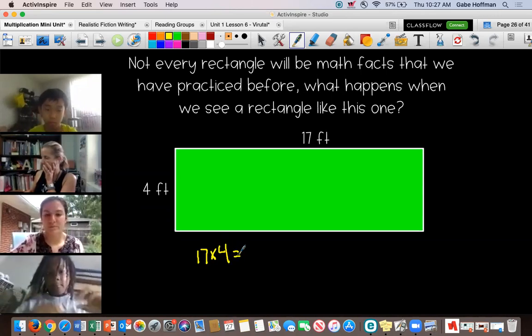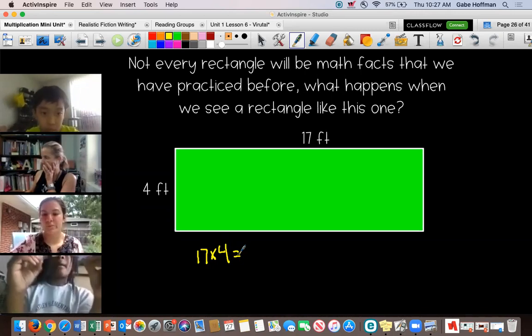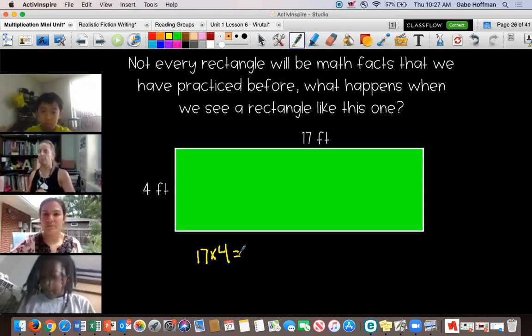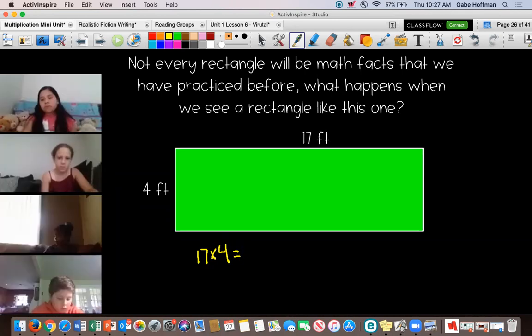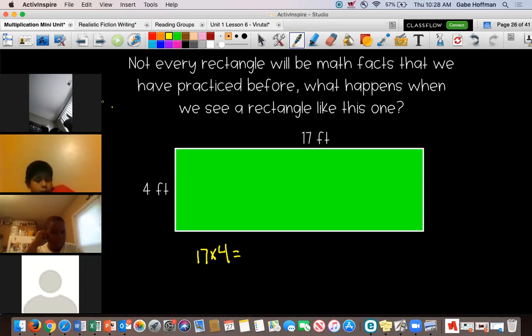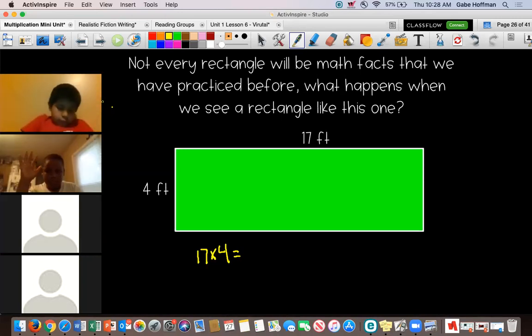So I want to talk about what we do when we have 17 times 4, and we may not know 17 times 4. It's not as easy to do as some of those other problems we practiced. So who could tell me, what could we do if we got to this where we have 17 times 4 and we don't know that math fact? How can we solve this problem? How could we get 17 times 4 if we don't know? Michael, go ahead.